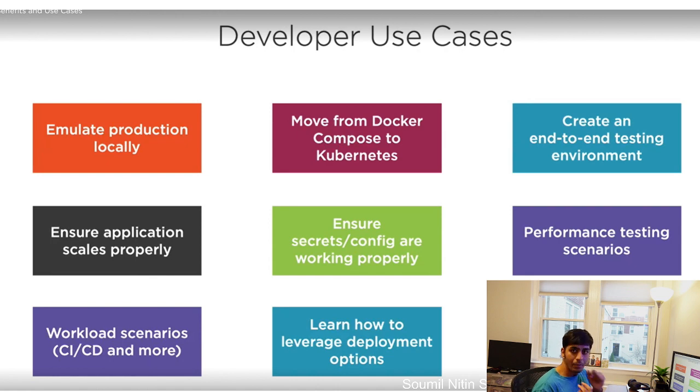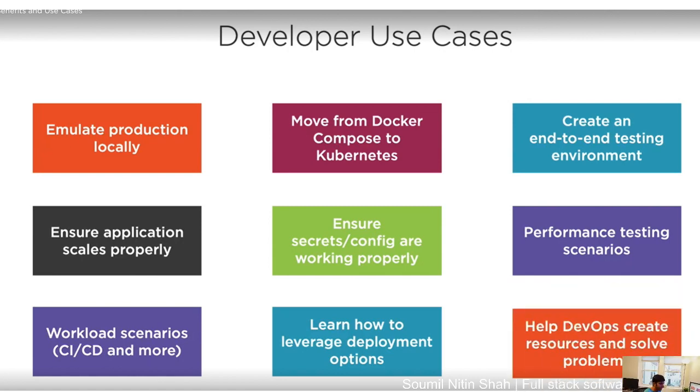Now, why should developers learn this? What's the benefit for the developer? Here are the key things a developer might consider. First, to emulate production locally, so you can emulate a production-ready environment. You can have several workers and all of that in Kubernetes. Also, moving from Docker to Kubernetes: a lot of companies are opting for Kubernetes, so that's the reason you also want to learn it.